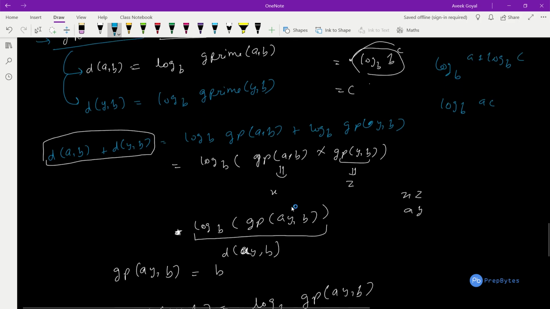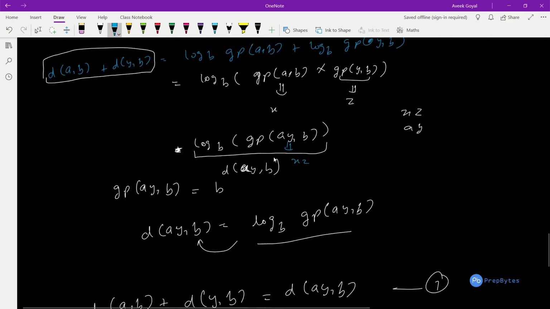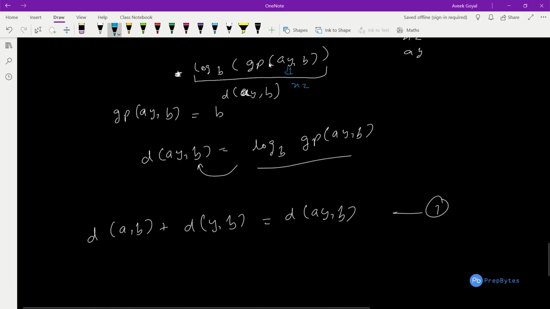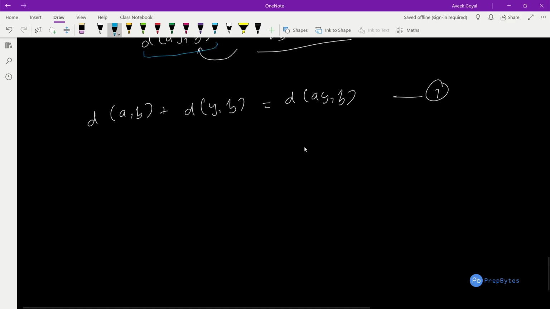So that is what I have written here. Now this was the first point that I explained, that x divides a and z divides y, so xz divides ay. So this will give me some value of xz. Okay, so what can I write here instead of this? So this is the derivation for that gp of (ay, b) is nothing but this value. Okay, so if we log, we get d(ay, b), so I can substitute it here. So this is the first equation, and it is a very useful equation, we will see.